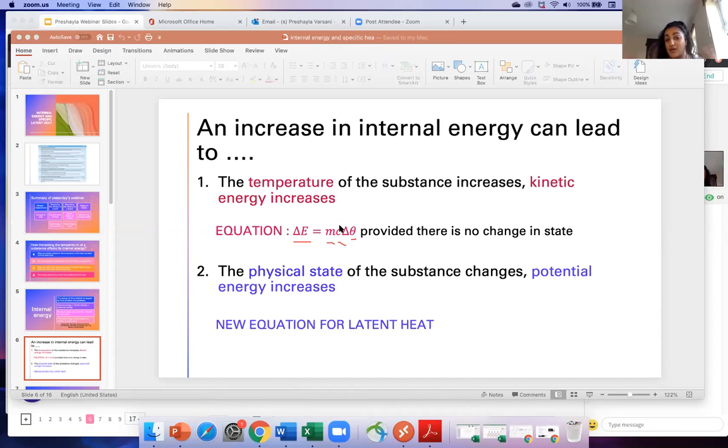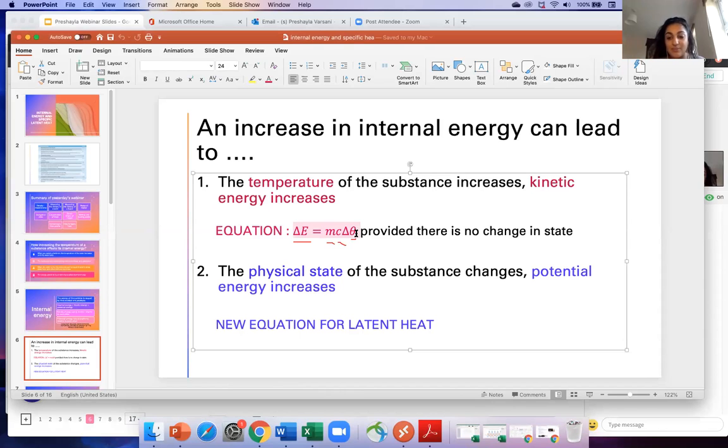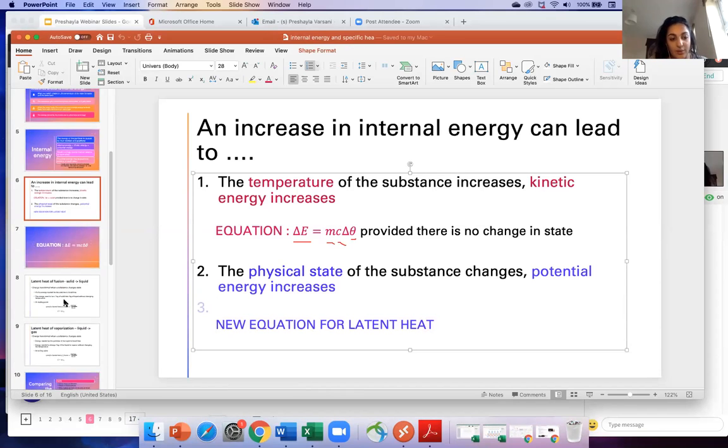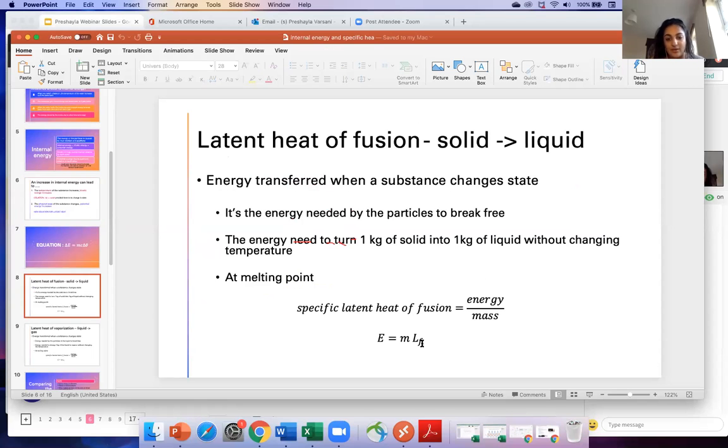So we know that for the first process, we have E equals mc delta theta, but for the second process, this physical change of state, we have to introduce a new equation. This equation will no longer work, and that's because it involves a change in temperature. This process does not involve a change in temperature. So our new equation is this. It's all to do with this new concept called latent heat.